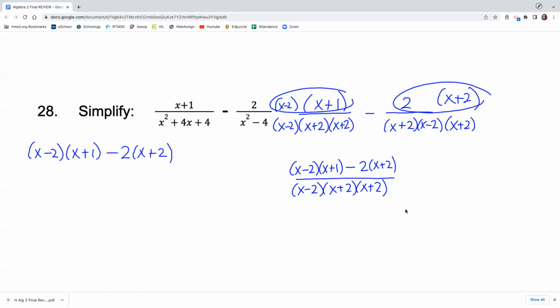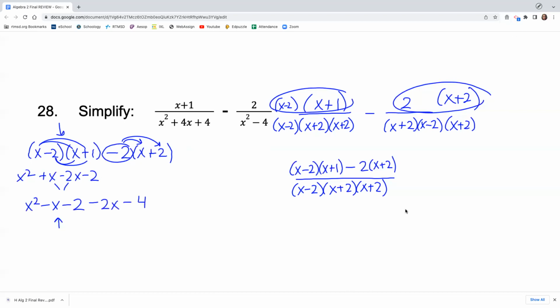I probably would just get rid of this polynomial here by FOILing it. x squared plus x minus 2x minus 2. And let's just simplify that by combining these like terms. 1x minus 2x is negative 1x. And then I can use the distributive property here, multiply everything by negative 2 and add it to the back of this. Negative 2 times x is negative 2x. Negative 2 times 2 is negative 4. Then I can combine like terms here.